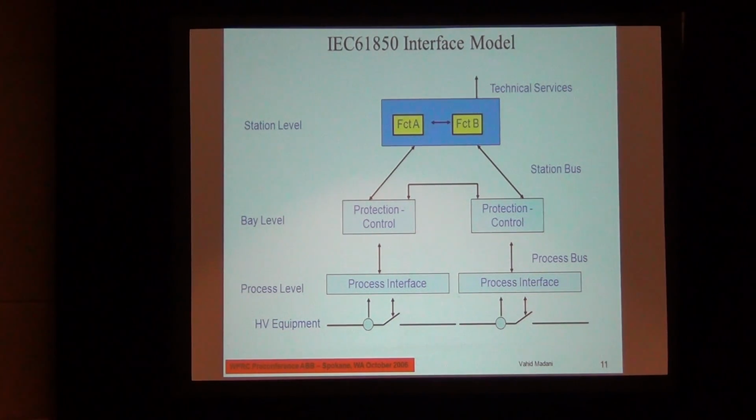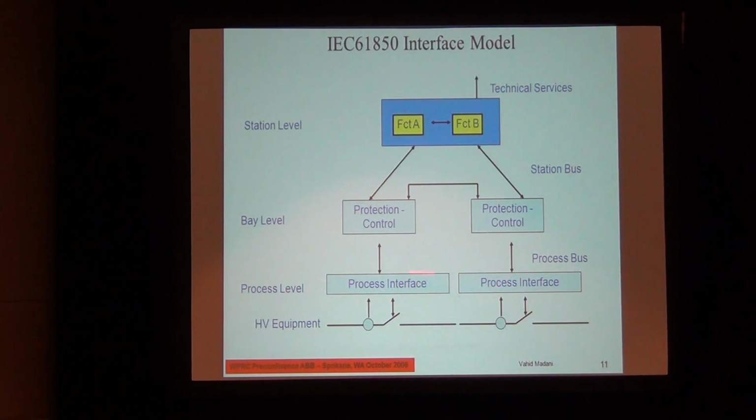We've got the users at the station level, and technical services is another way of saying the enterprise users and the SCADA system and so on that are using data, including the non-operational data, such as maybe transformer measurements or DFR records. We have bay level here, which is at our station bus. So here are the relay devices and other types of intelligent devices.